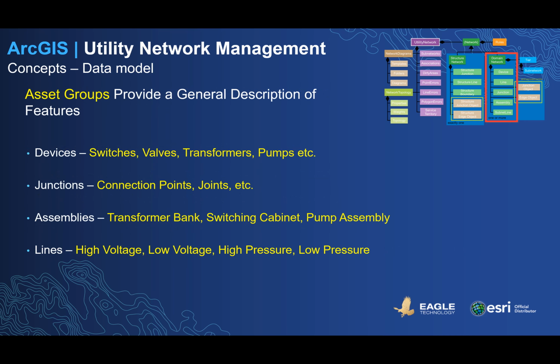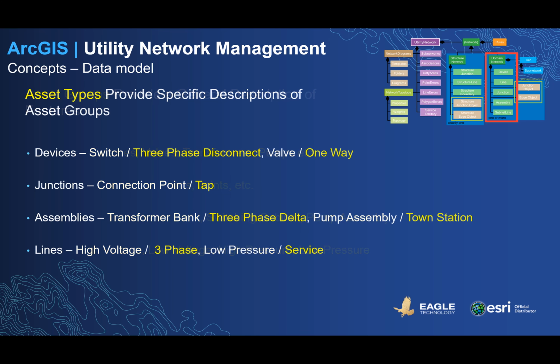Asset groups are categories or generalized descriptions of your structural or network features. Or another way of thinking about an asset group is describing what your assets are. Asset types further define or categorize asset groups into specific functional descriptions of your network features, or describing each subset of your assets, describing what they do.